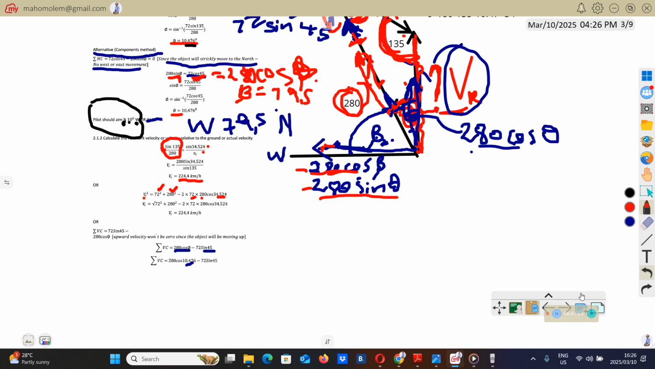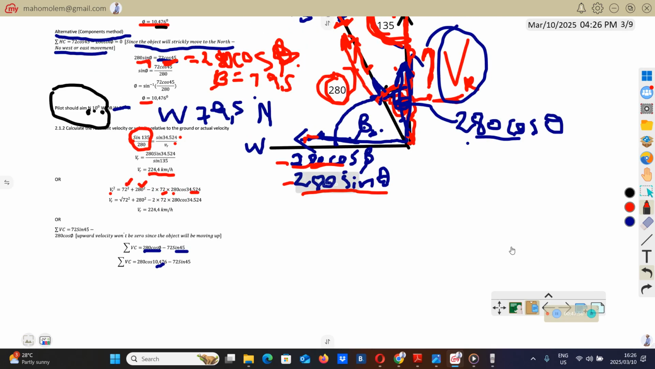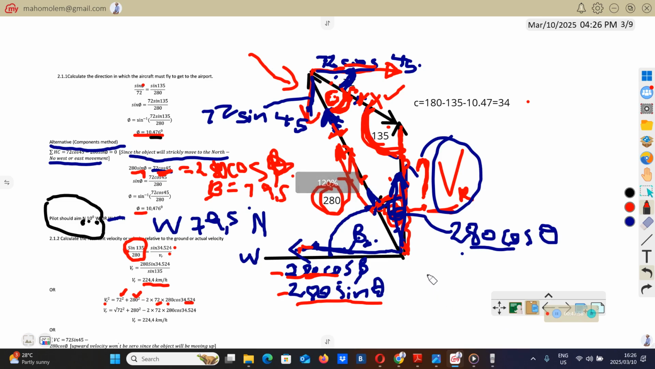Now, the next question says calculate the time the flight will take. So in other words, they are looking for the time from this starting point to this end point. So how long will it take this thing from here to there?